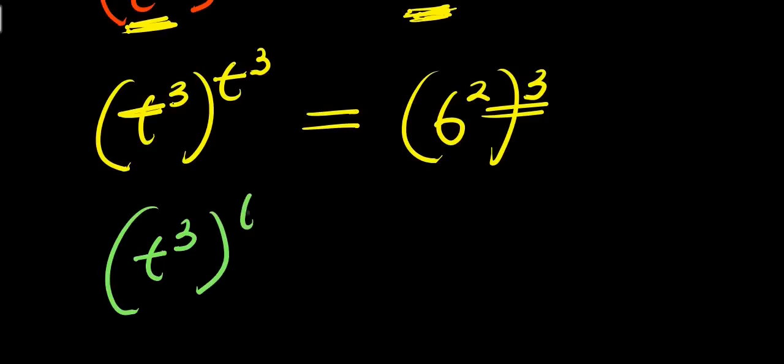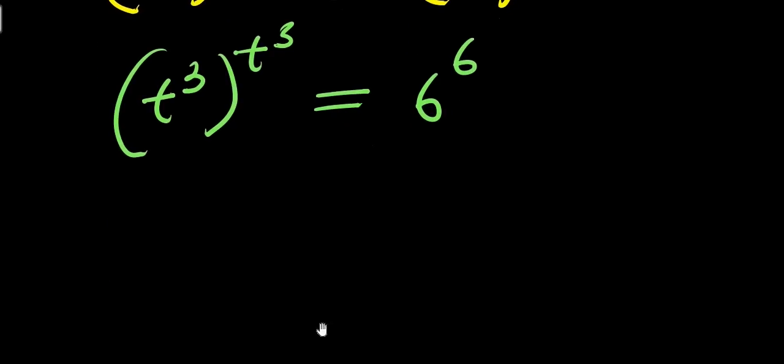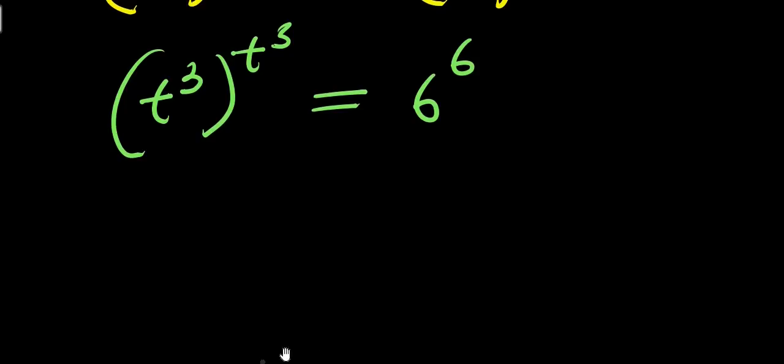This is raised to the power of t to the power of 3, and this equals 6 to the power of 6. At this point, if you understand it to this level, that means you have gotten it right, because right now this is 6 and this is 6. This is t power 3 and this is t power 3. We have almost solved this particular problem.